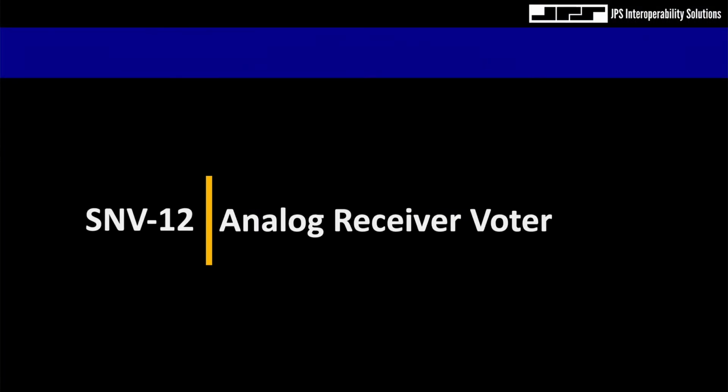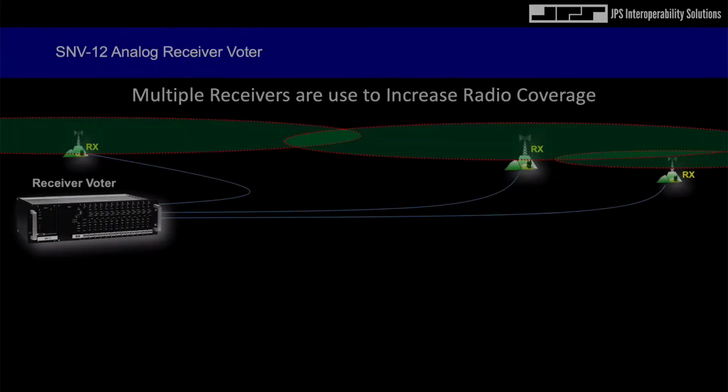But before we dive into the IP backhaul solution, I think we should have a really brief discussion on the essential functionality of the SNV12 voter and receiver voters in general. This will also help us better understand why voting over digital links can be problematic.